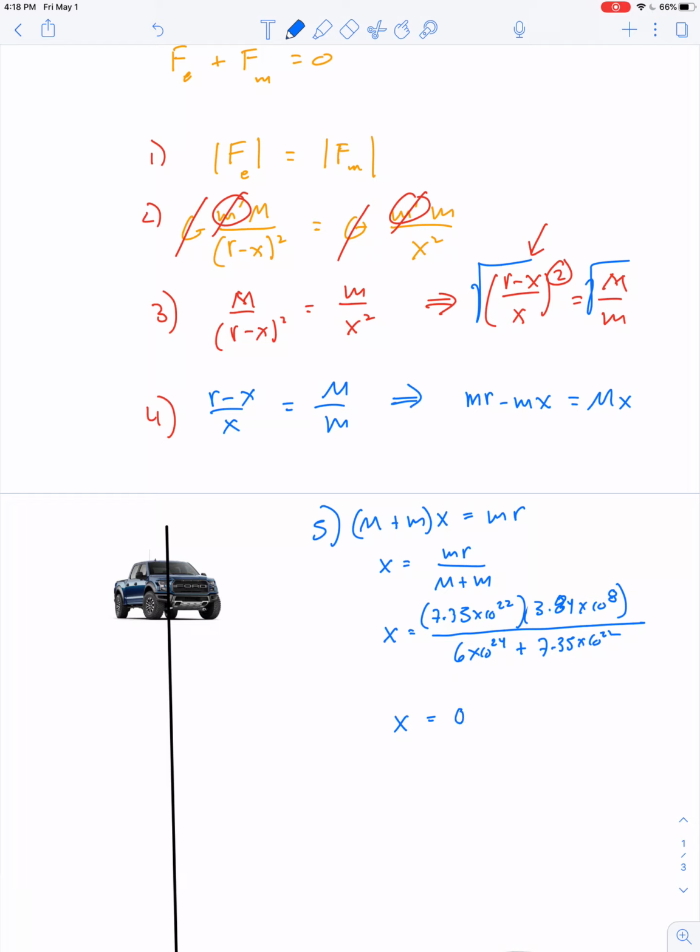This comes out to 0.012 times 3.84 times 10 to the 8th, which is equal to 4.65 times 10 to the 7th.